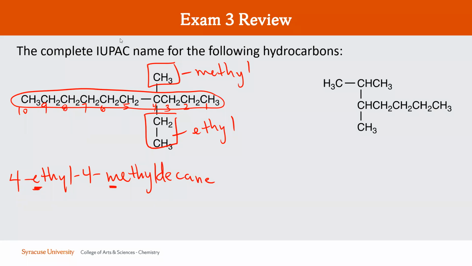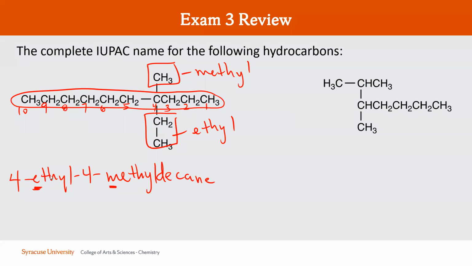So yeah, Jillian, it does matter. The number in front does matter. We want to have the lowest number possible. So we're going to count this from the right, getting 1, 2, 3, 4. In this case, they're both 4, so we need to include both those numbers. On the 4th carbon, I have an ethyl group. On the 4th carbon, I also have a methyl group.